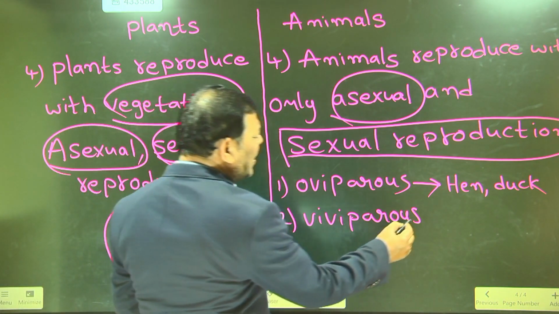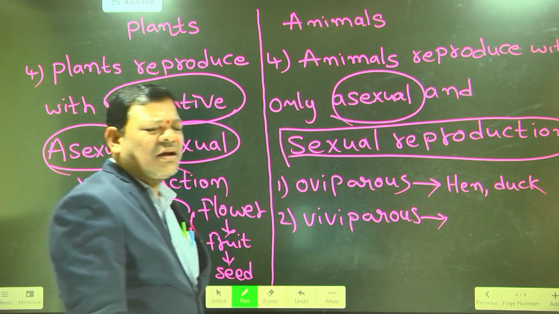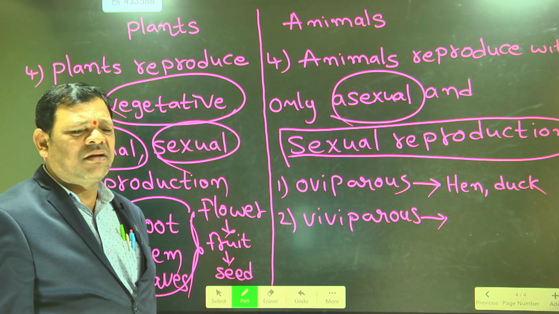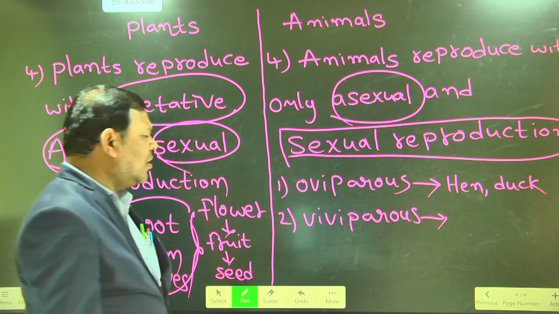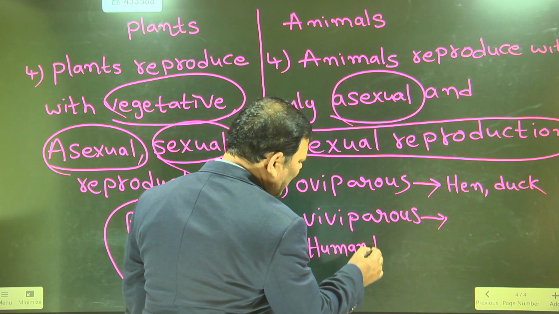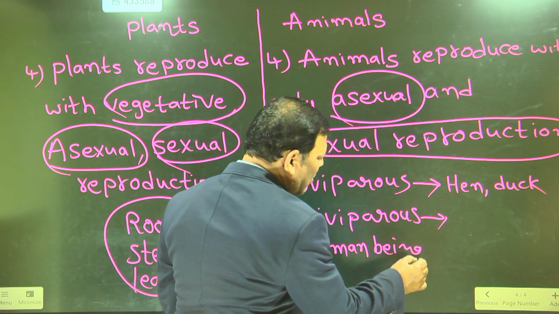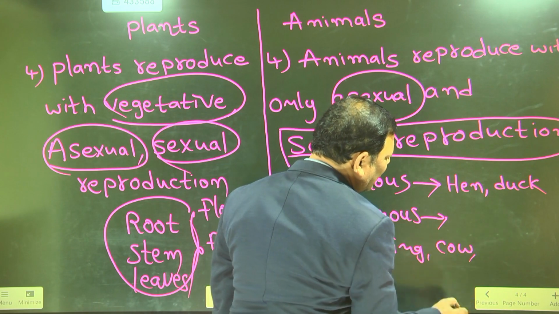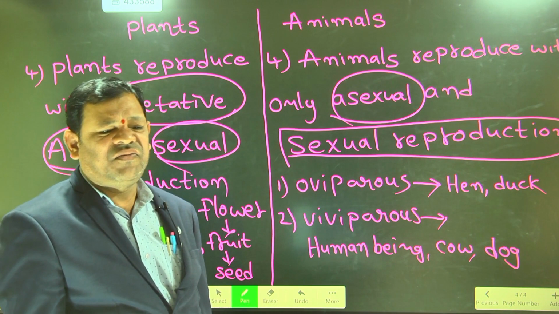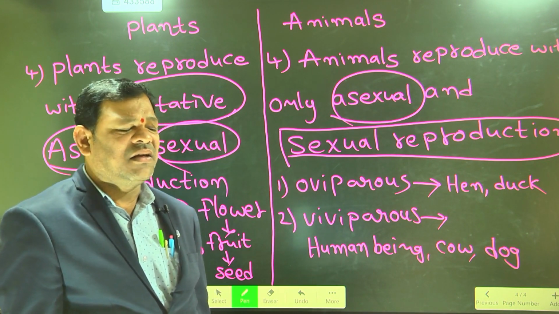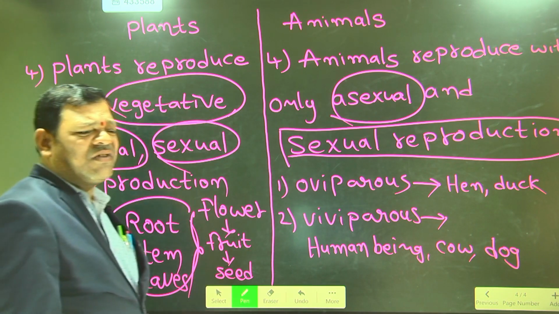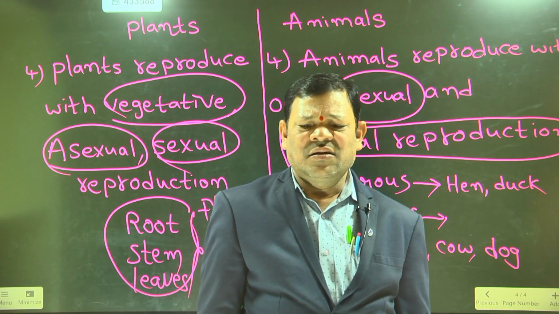Viviparous means the organisms that directly give birth to the offspring from the mother. That is called human beings, cow. Okay, cow gives birth to the calf, dog gives birth to the puppy. Okay, horse, elephant. These are the viviparous organisms. So this is the characteristic feature of the egg, and especially the differences between the plants and animals.